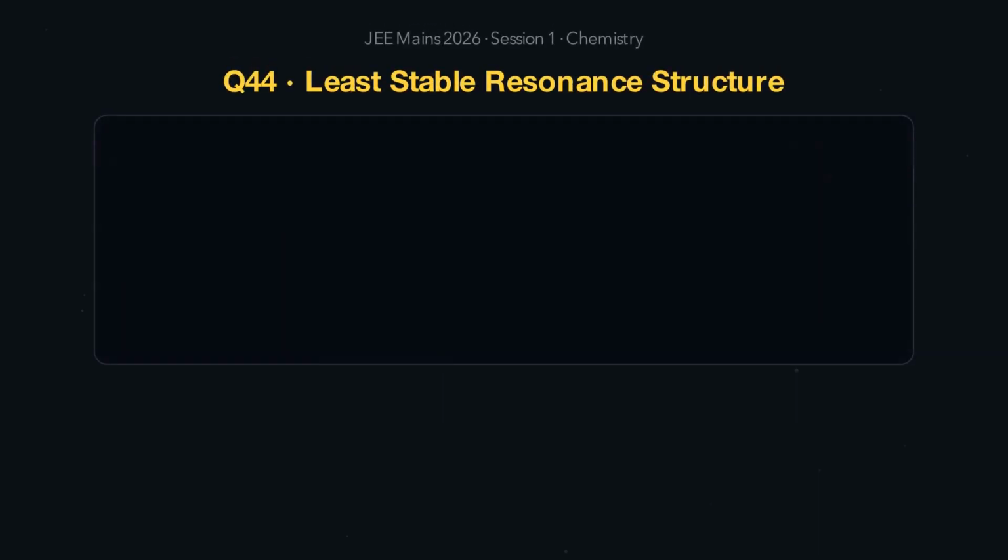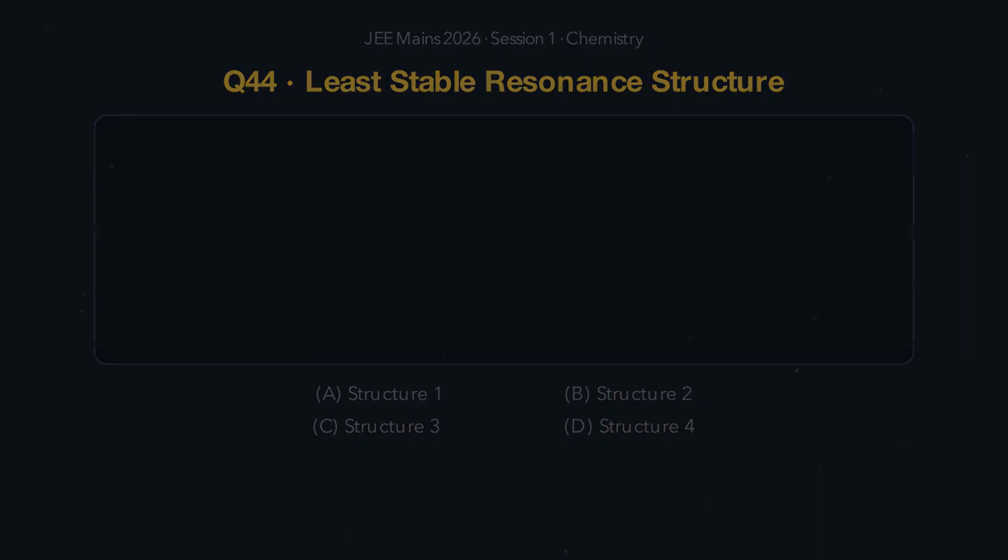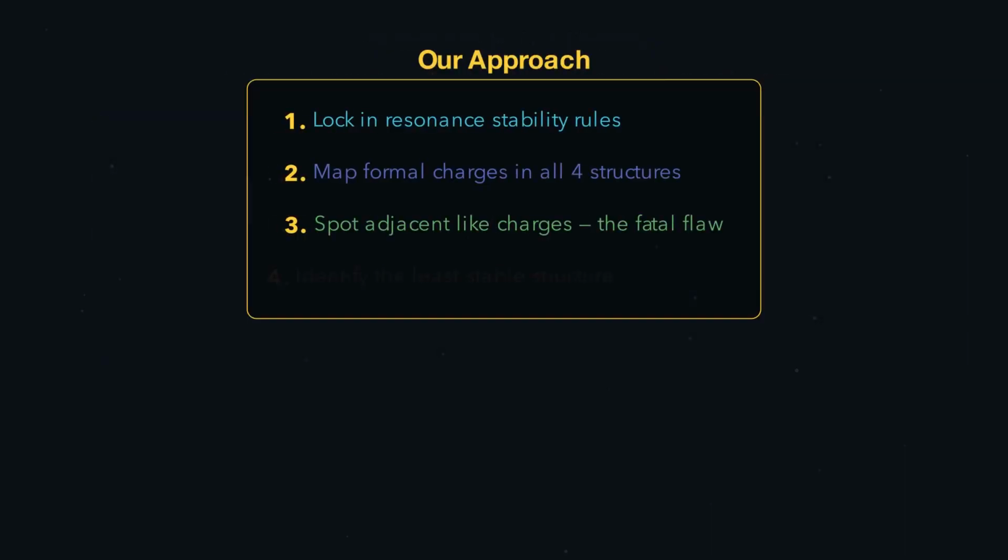4 structures, same molecule, same atoms, same bonds. Only one charge arrangement is dangerously unstable. Which one and why? Here's our approach.